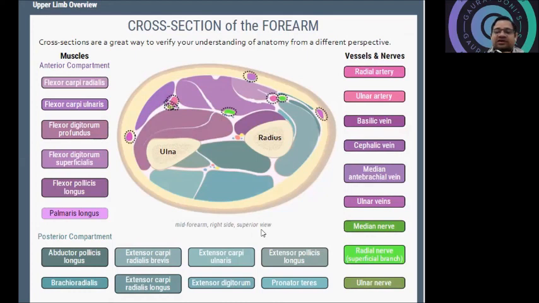So this whole thing comes to the end of the overview of the upper limb. I think it will be very beneficial to summarize all the anatomical components related to the upper limb.